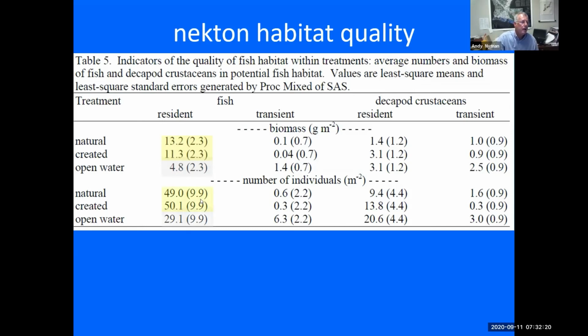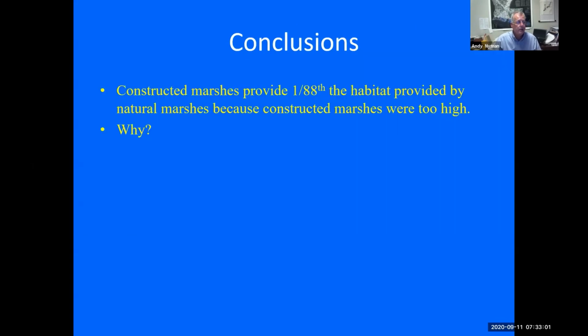Same thing is true of the biomass and the numbers of fish. So biomass and numbers play out the same way. There's no difference statistically in total biomass of natural and created, but more than you'd see in open water. There's a difference over here in the numbers of transient crustaceans. And the blue crab is our most important one. They're just not getting up in our created marshes. There's hardly any in our created marshes. There's a lot in our natural marsh, but the blue crabs don't get up in the marsh as much, not the ones we were catching anyway. The open water actually had the most blue crabs. So anyway, that's it for the fish community.